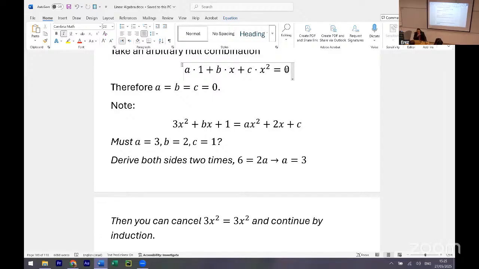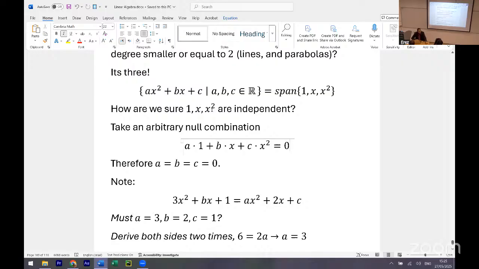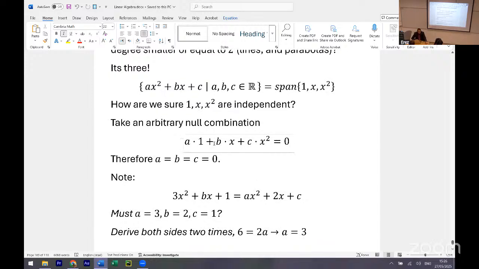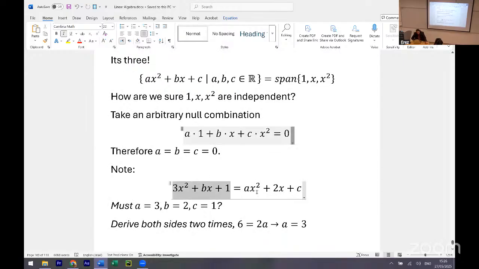What are we trying to do? We're trying to prove that 1, x and x squared are linearly independent. So we took an arbitrary null combination, and we needed to prove that all the coefficients are 0. And they are indeed 0, but I'm asking, how do we know that they're 0? What I'm saying is that because the coefficient of 1 on the left-hand side is A, and on the right-hand side it's 0. The coefficient of x on the left-hand side is B, and on the right-hand side it's 0. Right?